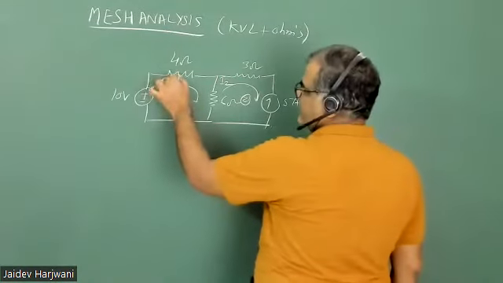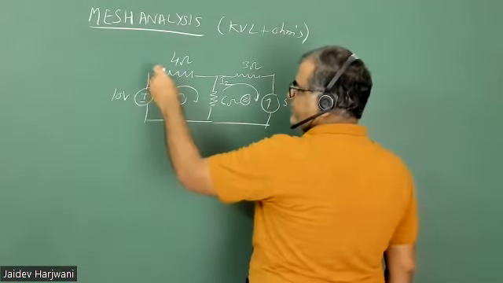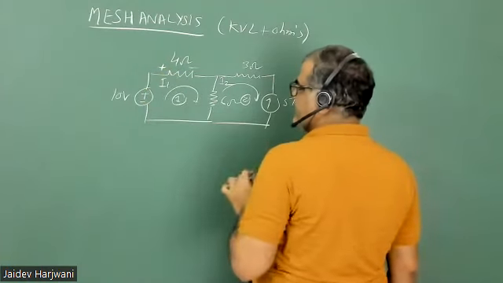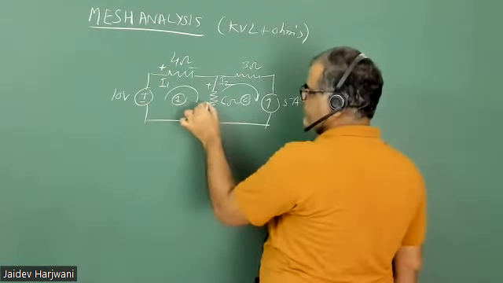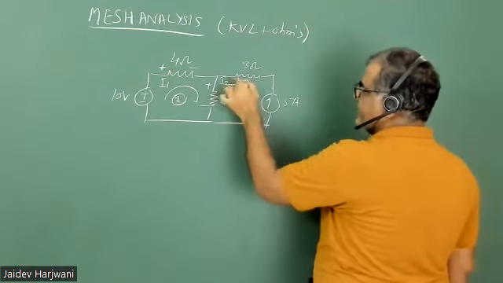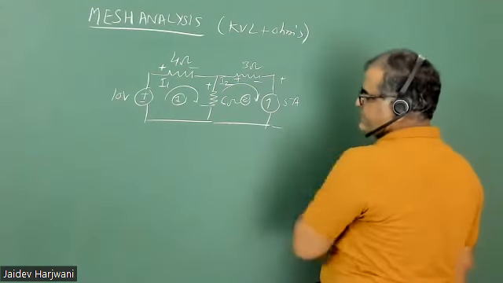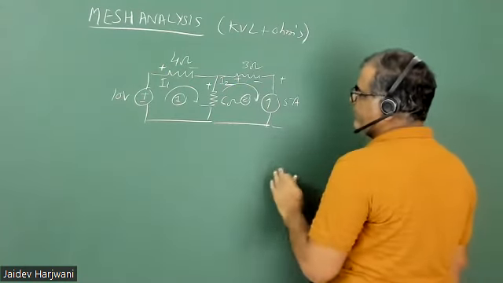Now you assign the polarities across each branch. Here the polarity is already given. Here this will be plus, this will be minus. Similarly here, for I2, this is a plus, this is a minus. So now you know all the polarities.